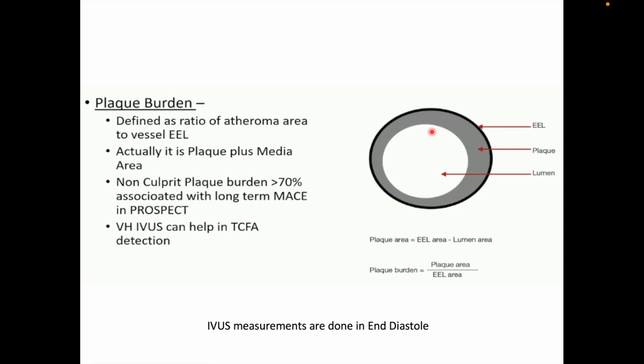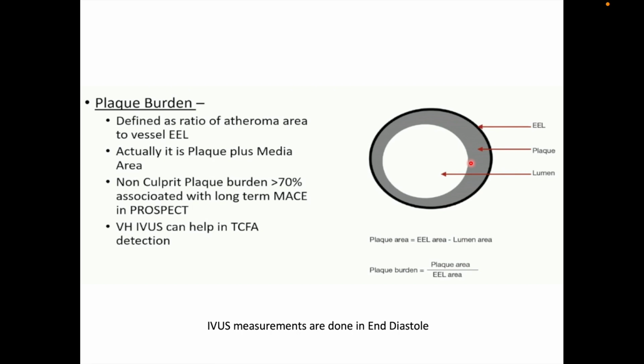What is plaque burden? This is defined as ratio of atheroma area to vessel external elastic lamina. So what it means is, that's the lumen that's been shown here in the white. That means this is the intimal border. This is the intima. Then this intima contains this whole plaque which is in gray, and then outside the black line is the media. And we know that the media has an inner lining that's called the internal elastic lamina, and an outer black lining that's called the external elastic lamina. And outside this external elastic lamina, this is the adventitia out here.